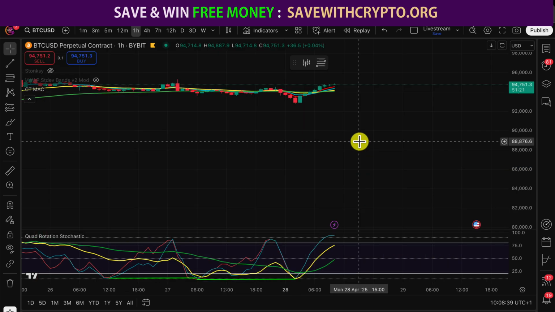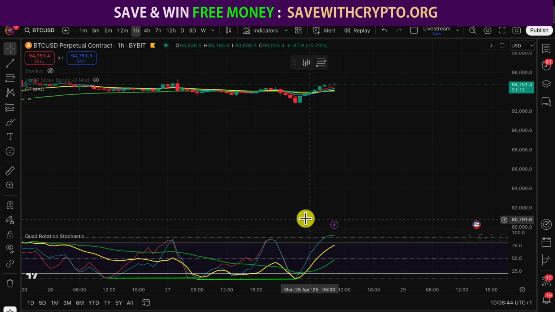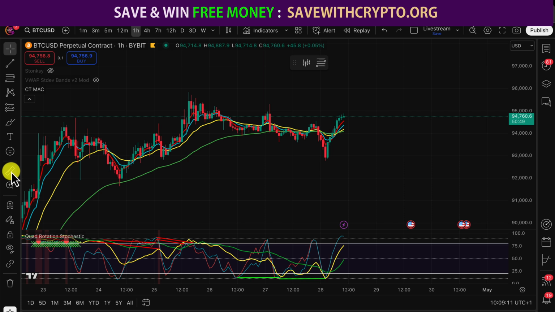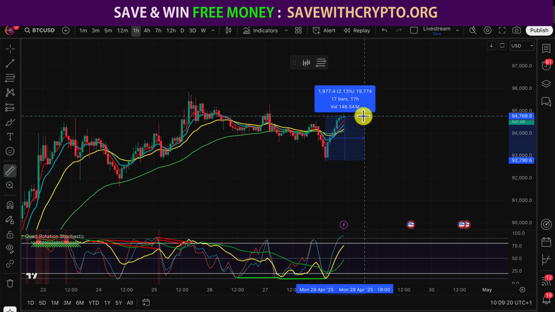Now, we didn't get so much of that last night, but what we did get was these green lines down here, which is bullish convergence detected. And indeed, all the stochastics did come down here at around 3 o'clock in the morning, UK time. So what we saw there was an increase of nearly $2,000 from 3 o'clock in the morning.